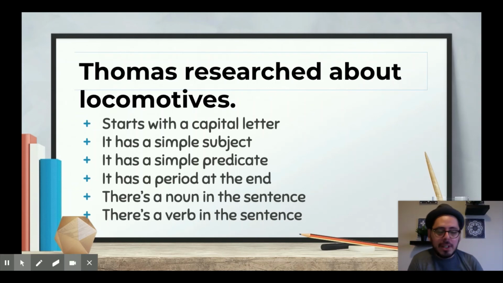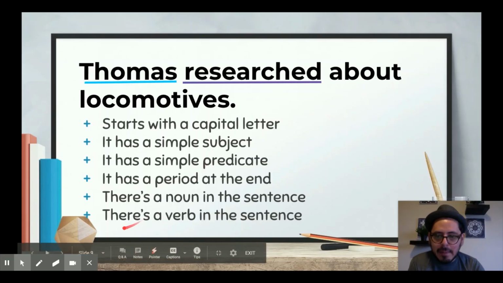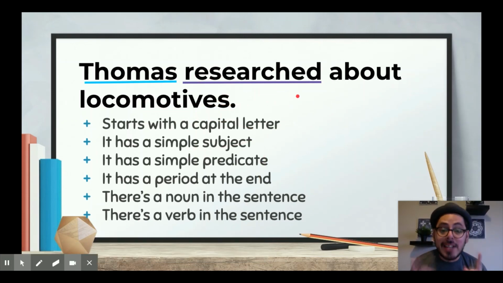This is what you need to do now. Write your notes of everything you learned about this lesson in your journal. And I want you to write more ideas that we didn't mention here that you notice about this sentence. For example, here's another one that I can think of. Researched has an ed at the end because this means it's in the past. If you already know that, write it down. Locomotive, write it down, that's a word that you learned in your reading lesson. Everything you can think about, write it down in your journal, and your teacher will check it out.